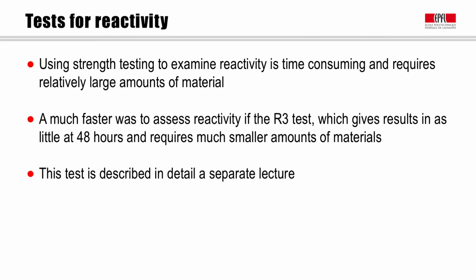The best test for reactivity, of course, is to look at strength in mortar or concrete mix, but this is very time consuming and it takes very large amounts of material. So when you're really studying what would be the optimal temperature, for example, to calcine a clay, it's very much faster to do this reactivity test we call the R3 test, which gives results in as little as 48 hours and requires much smaller amounts of material. And we have a separate lecture on that, which will come up next.